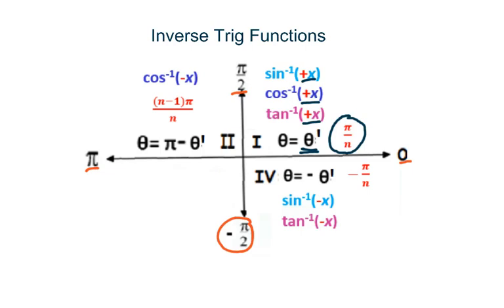When the domain for inverse cosine is -x, the angle you use is pi minus the reference angle. If it's a special angle, then we have to use this way to show it: (n-1)pi/n. And also when the reference angle equals 0, then the angle will be in the second quadrant, that's pi.